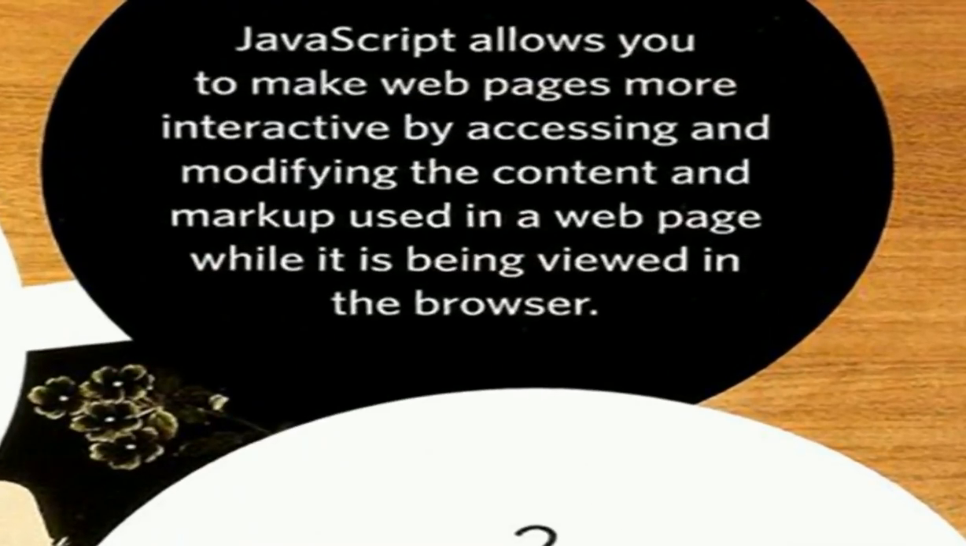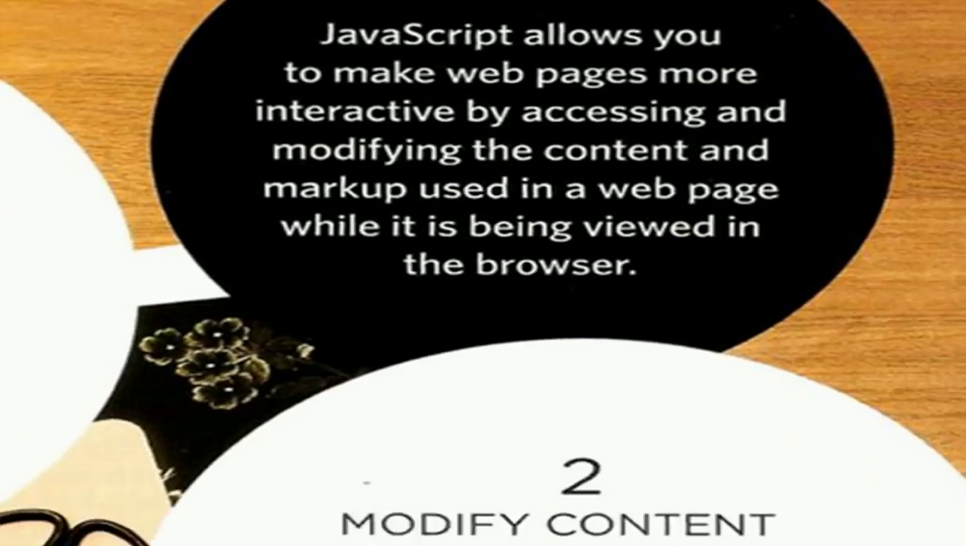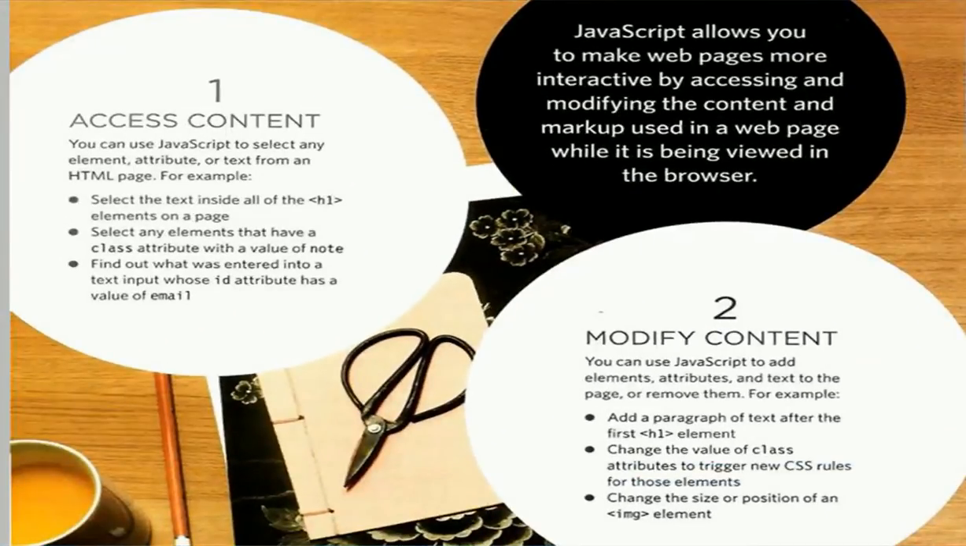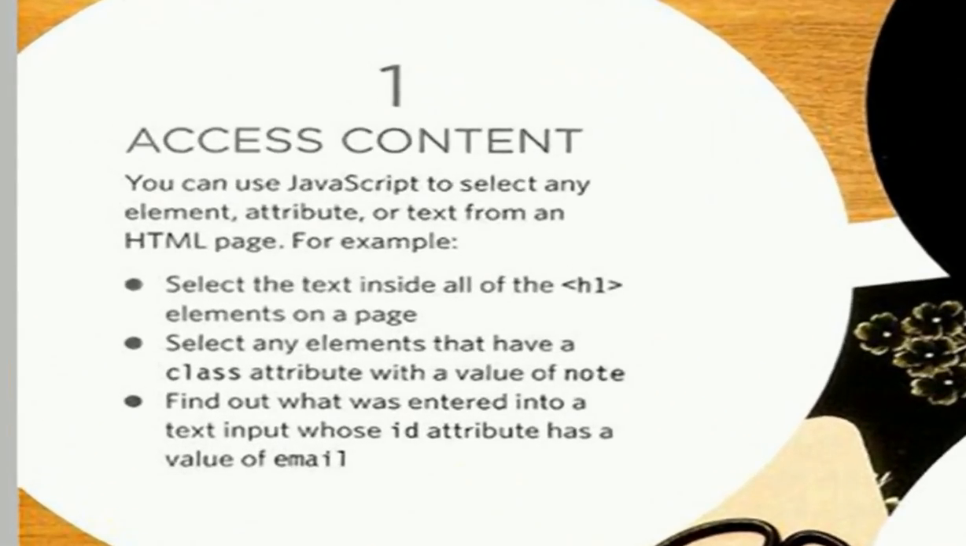In fact, JavaScript allows us to access and modify the content and markup used in a web page while it is being viewed in the browser. Now let us see what accessing the content means. Accessing the content means JavaScript will let us select any element, attribute or text from an HTML page.